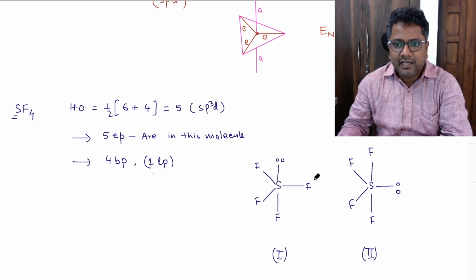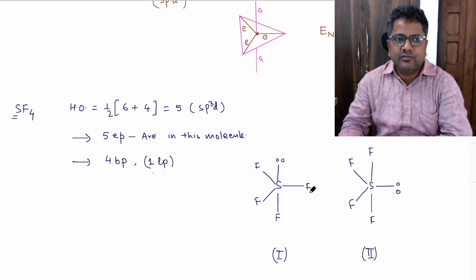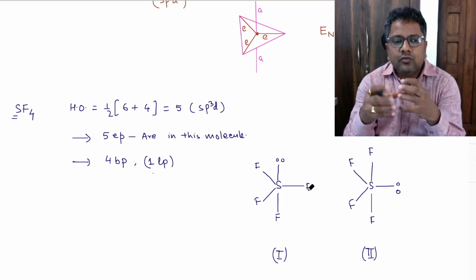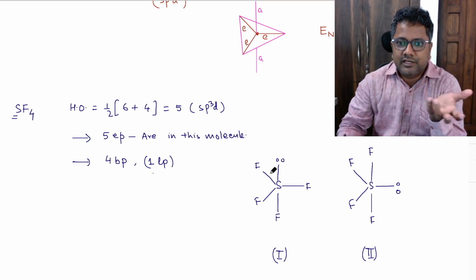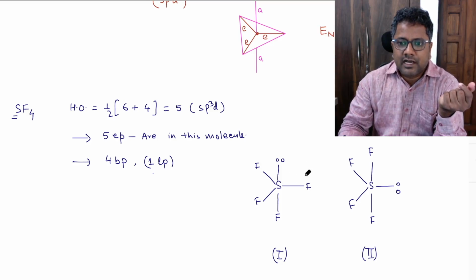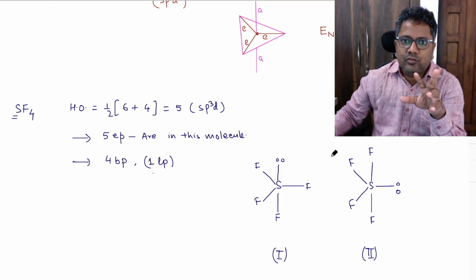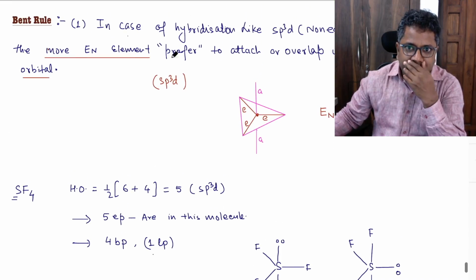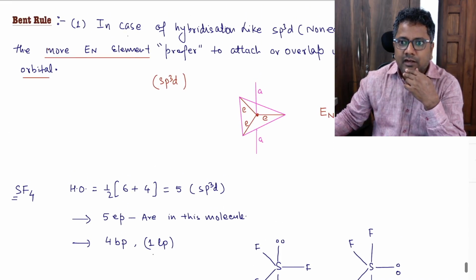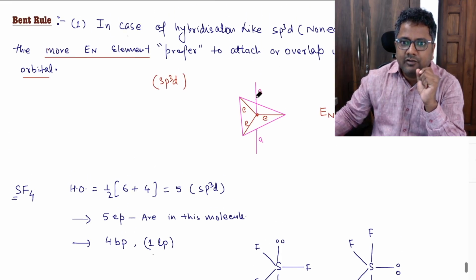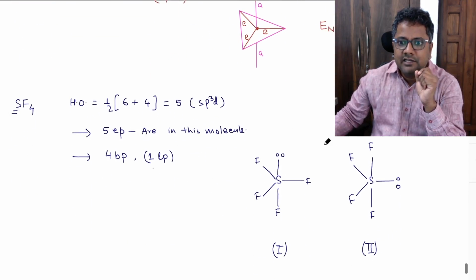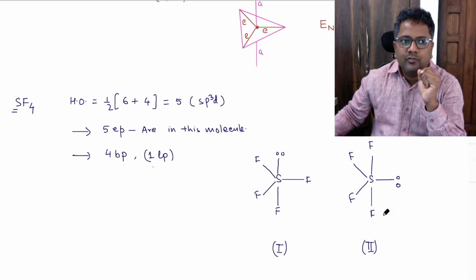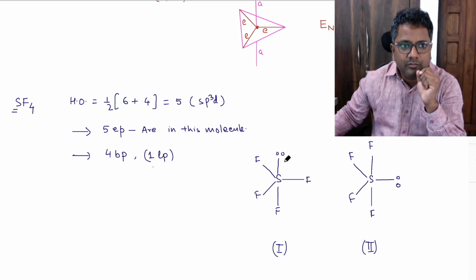Obviously any atom is more electronegative than a lone pair, because in electronegativity the nucleus attracts the bond pair of electrons, and in a lone pair there is no nucleus. So fluorine is more electronegative. As per Bent's rule, the more electronegative element prefers to overlap with the less electronegative. Electronegativity of the axial bond is less, so fluorine will occupy the axial position, not the lone pair.